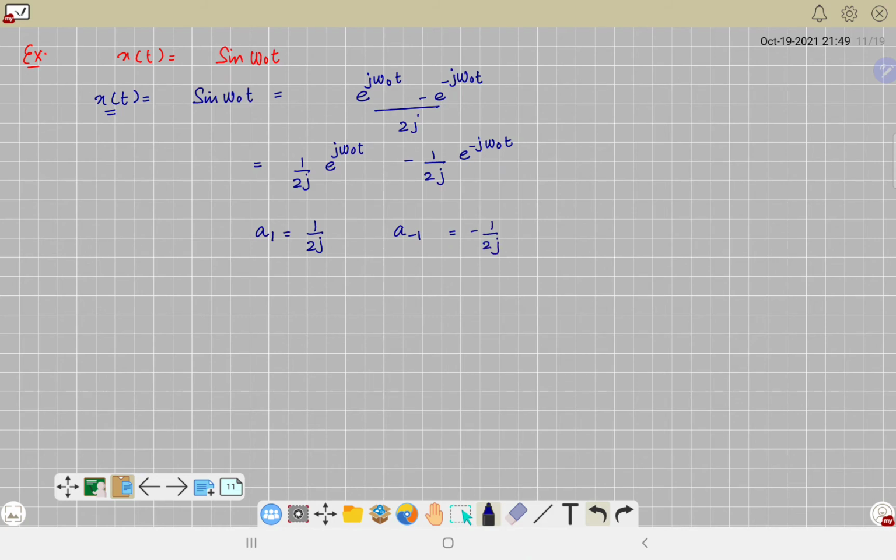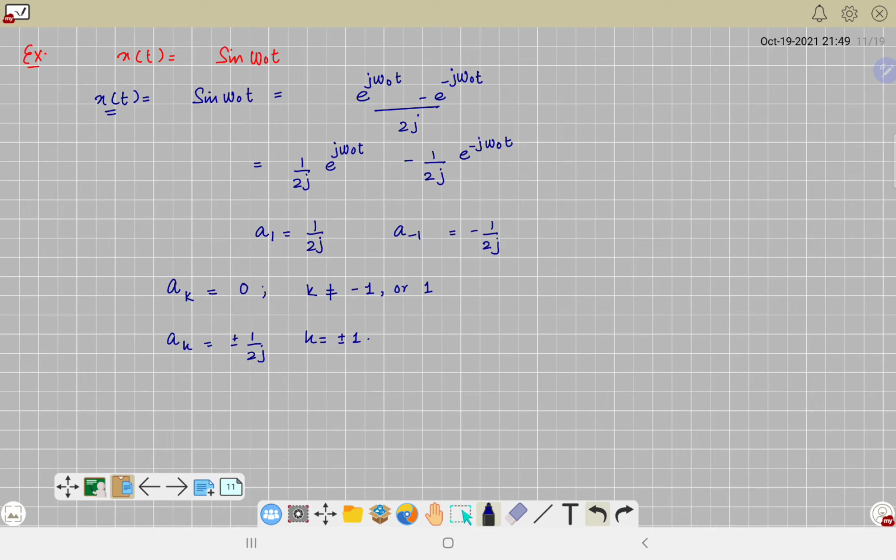Okay. So you can say, क्योंकि दो ही कंपोनेंट, दो ही हार्मोनिक्स है, so in general you can say that the coefficients are equal to 0 except for k equal to -1 and 1, and a_k is equal to ±1 by 2j and k is equal to ±1.